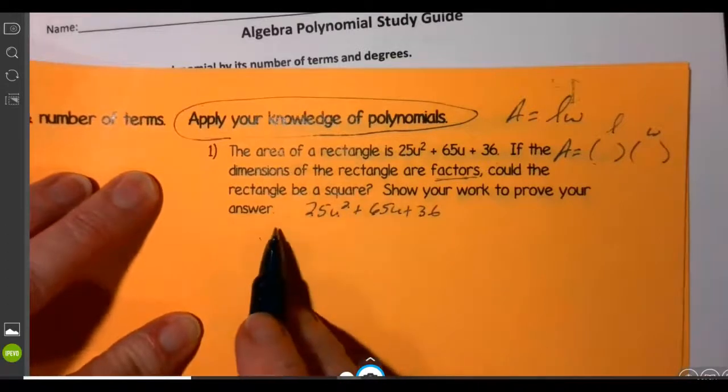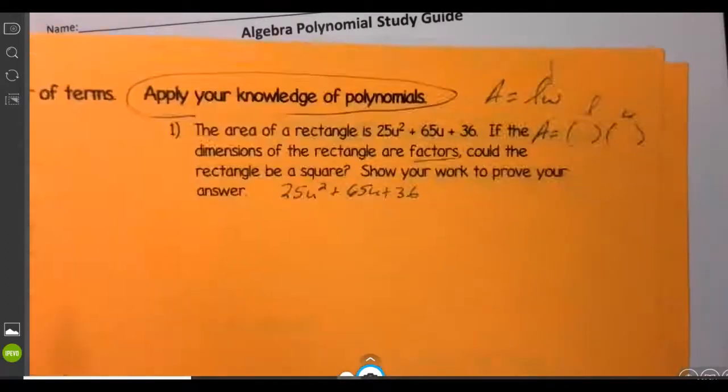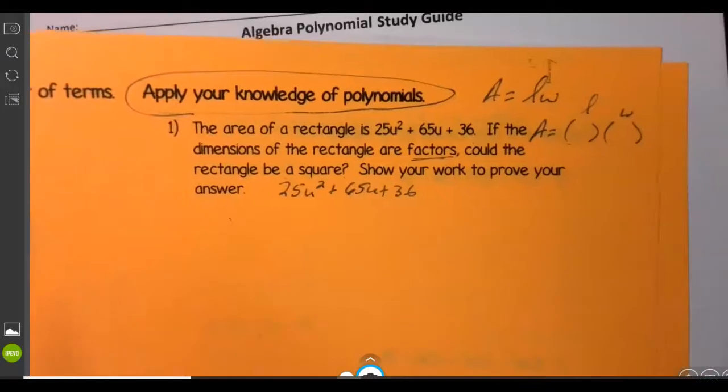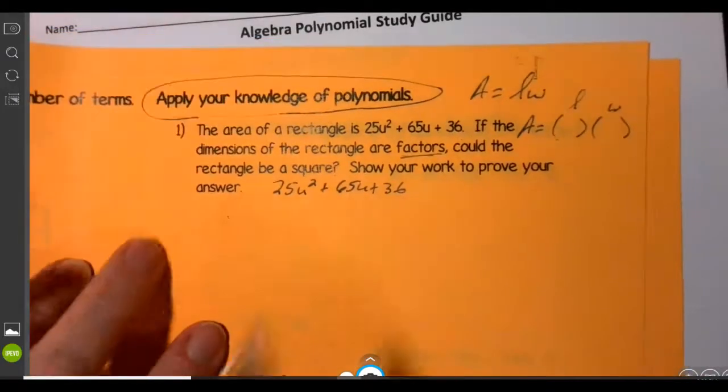Now, remember, when you have big numbers, you might want to first check to see if this is a perfect square trinomial, and we might be able to use that.